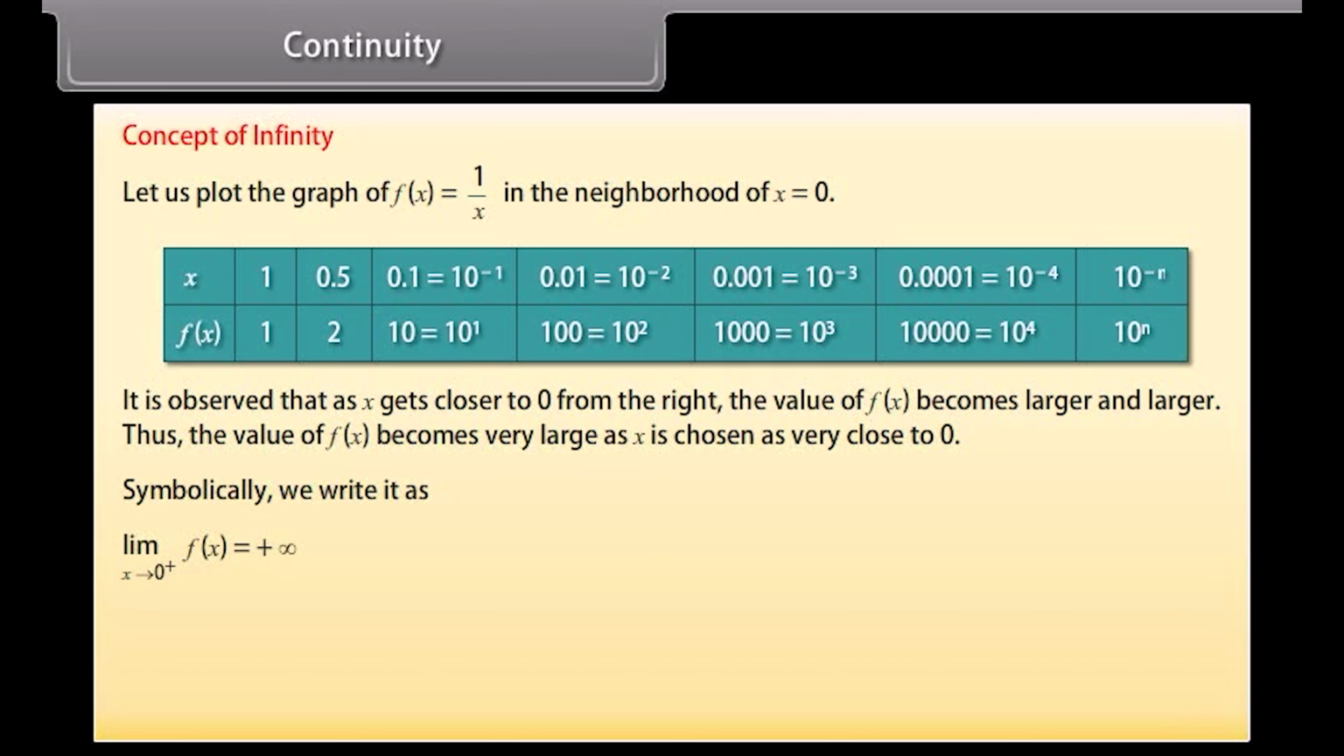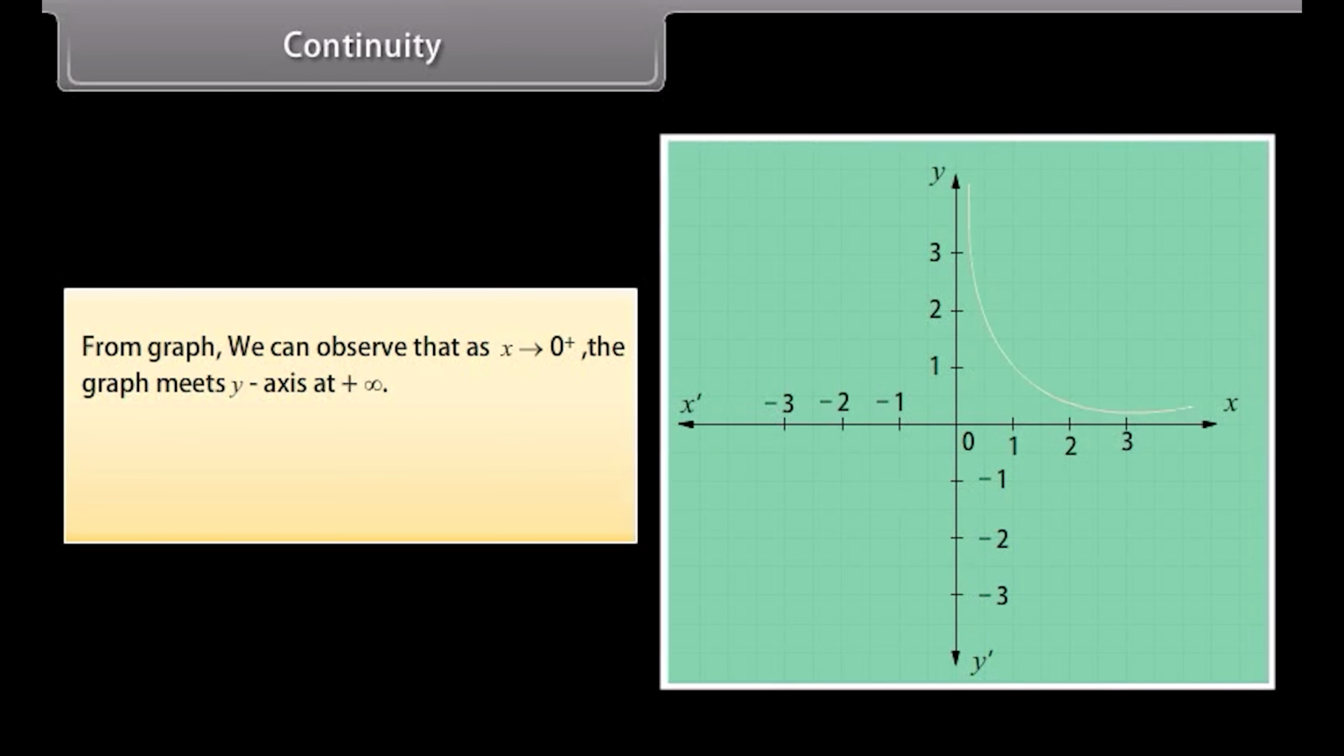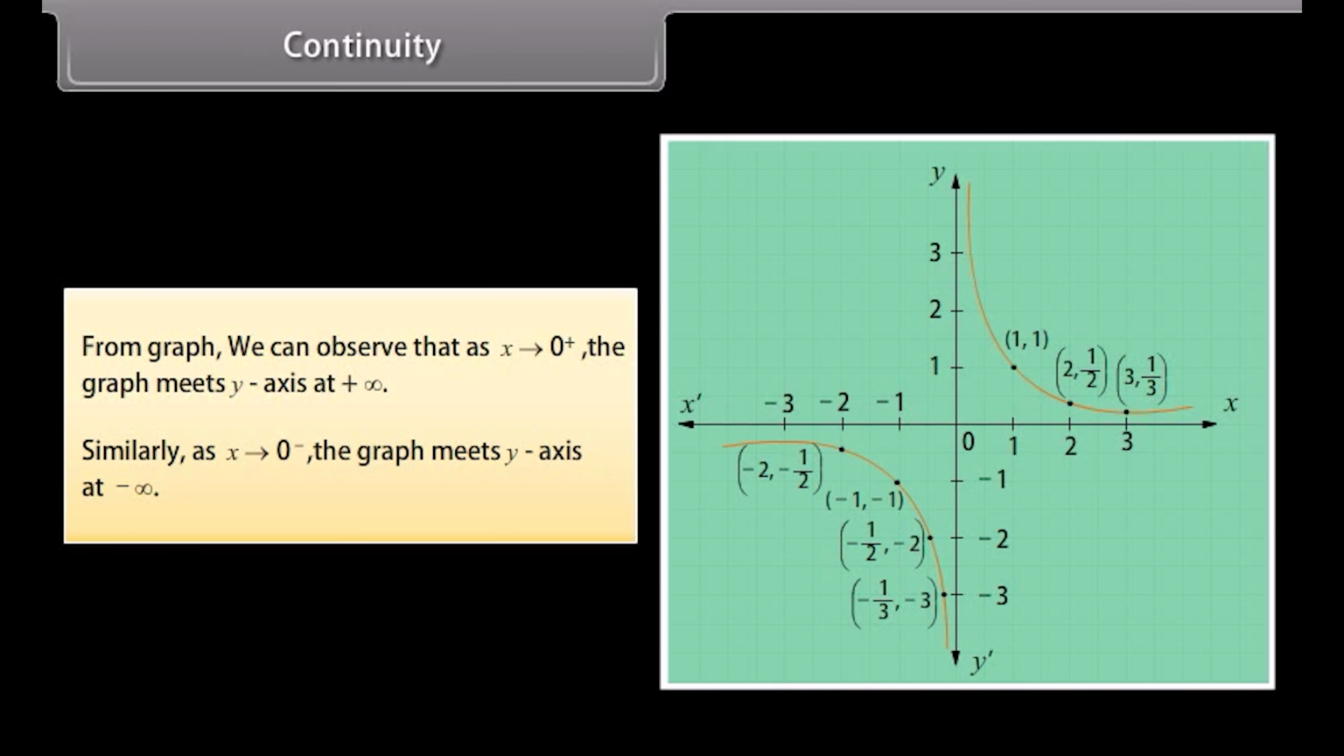limit as x approaches 0 plus of f(x) = plus infinity. When we approach f(x) from the left near x = 0, then we get limit as x approaches 0 minus of f(x) = minus infinity. From the graph, we can observe that as x approaches 0 plus, the graph meets the y-axis at plus infinity. Similarly, as x approaches 0 minus, the graph meets the y-axis at minus infinity.